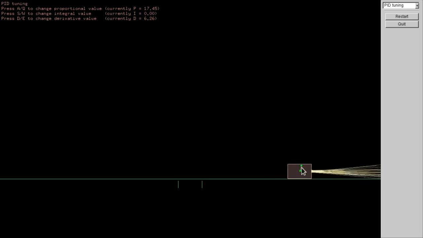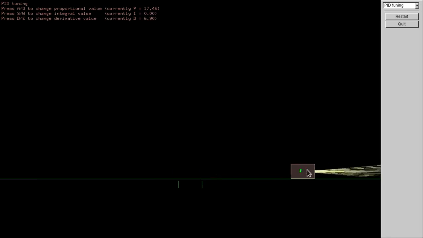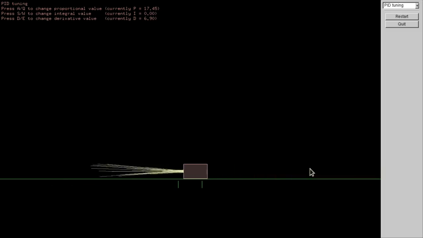Let's make it about 6. That was pretty good. Maybe a little bit higher. Yeah, so it's a balancing act. P being higher will bring it into the center quicker, but you could be overshooting. D being higher will reduce the amount of overshoot, but it makes it slower to get to the eventual position.